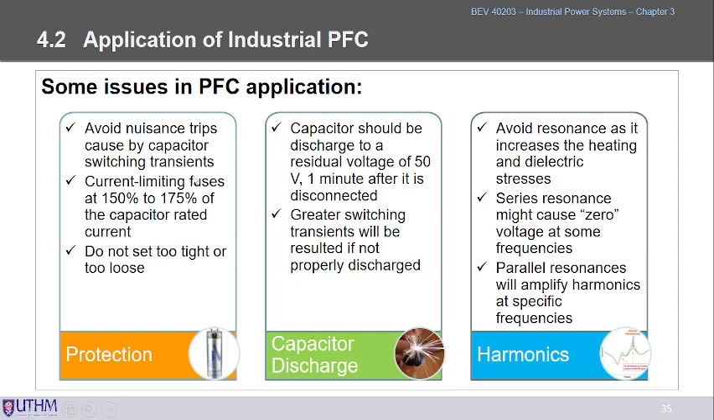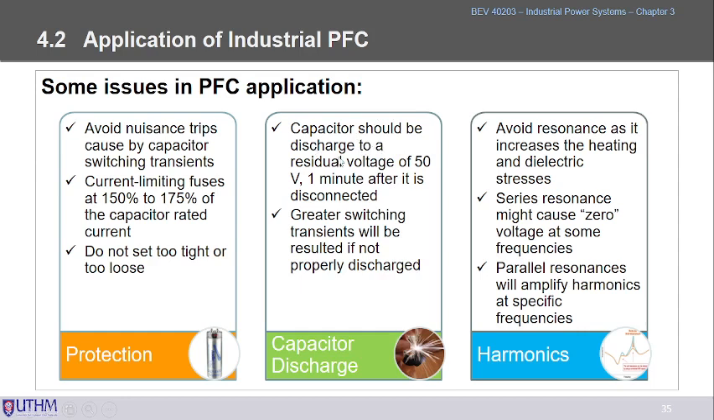Okay? So for the switching transient, we can use the current limiting fuse to limit the capacitor currents to about 150 to 175%. And for the capacitor discharge also, when we have the capacitor bank, we need to discharge it properly. Okay, we need to discharge it.